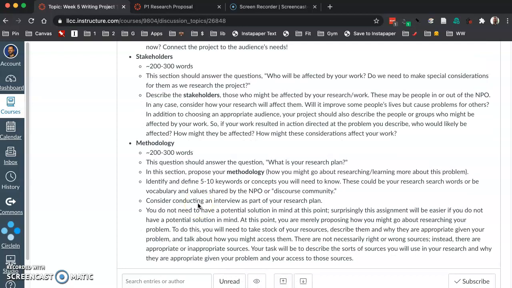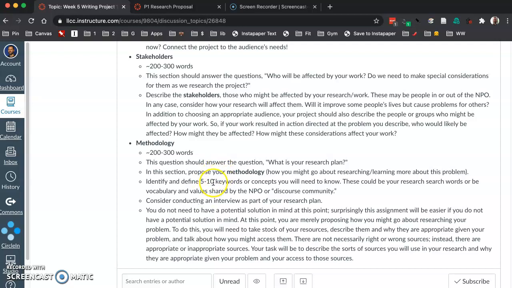And methodology is just going to be your plan, okay? Who are you going to talk to? What kinds of sources are you going to check out? And you should be looking at the types of sources in the handout, or what's it called? It's a presentation that some of the librarians made.